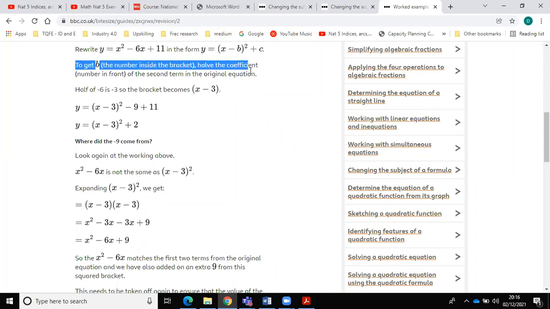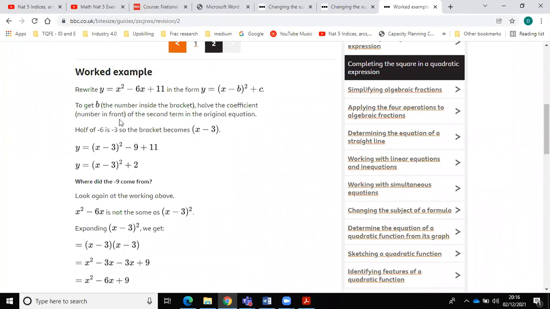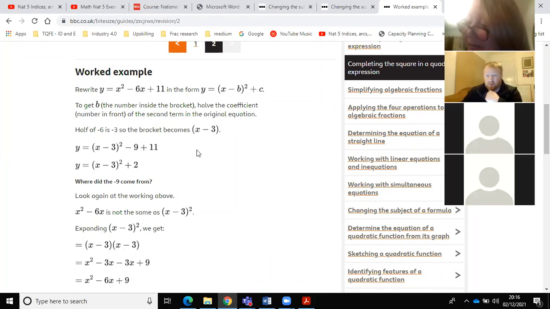I think that as a sentence is just pretty poor. All right, that's what we did. So we halved the coefficient of the number in front of b. That's all we did there. You can see why I sometimes don't like it. Right, so that's saying the exact same thing, and then they've got that minus 9.